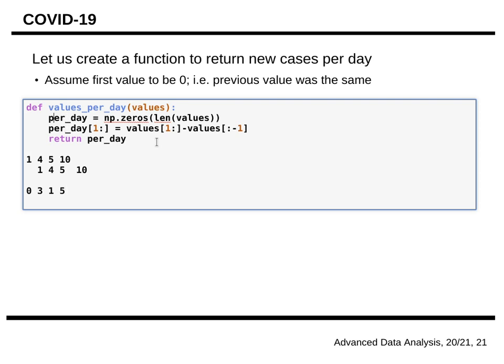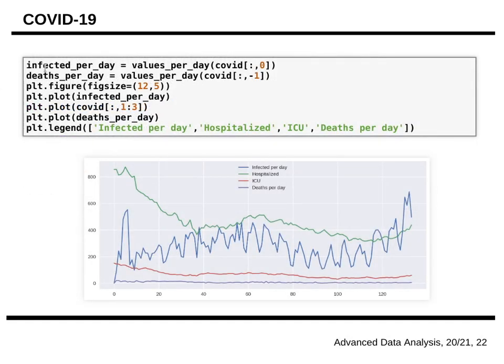Because of this thing here, where we start with the zeros and we leave a 0 at first, this array now has the same size as the original one, which is a good idea, because then for plotting and comparison and so on, it simplifies things. So this function we can use now to get the values per day, both for the confirmed infected cases.